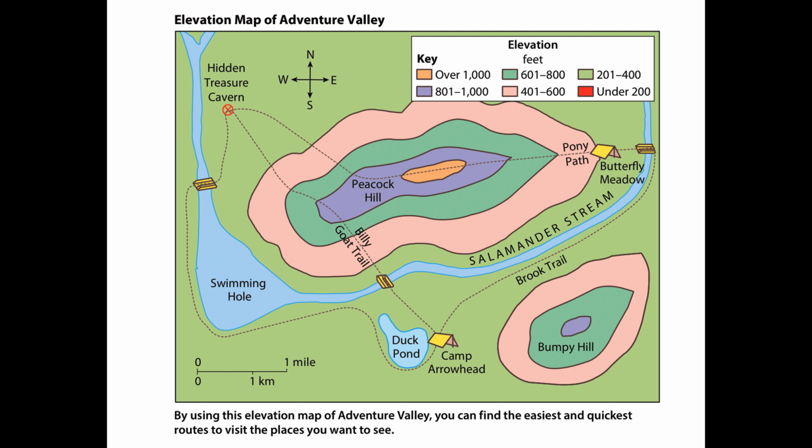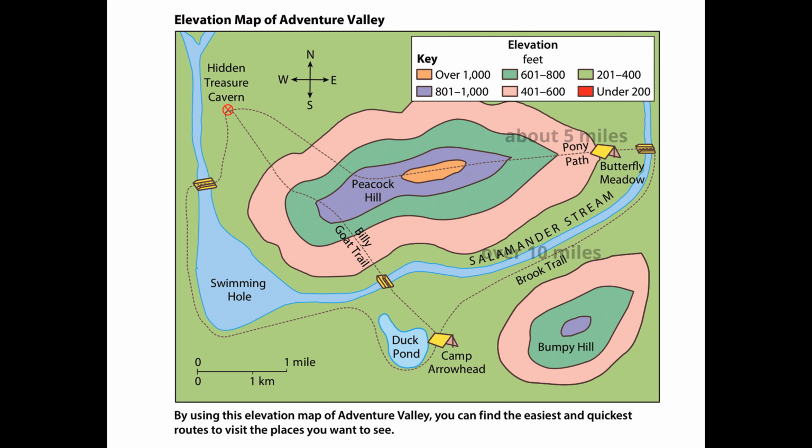Brook Trail follows Salamander Stream. The map is colored green for all of the way. This means your trail will be level all the way. Do you want to climb up the hill and then hike down the hill again to Hidden Treasure Cavern? Or do you want to follow the level trail to get there? Of course, you might also think about the distance. Using a string to measure, you'll find the distance along Pony Path is about 5 miles. The distance along Brook Trail is over 10 miles. Do you want to walk 5 miles with a big hill, or 10 miles on a flatter trail?